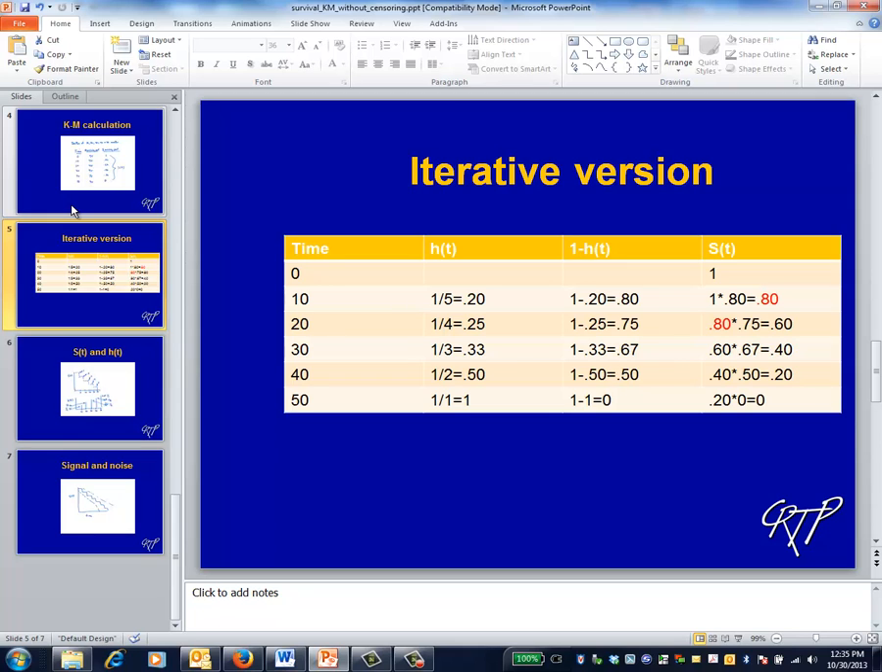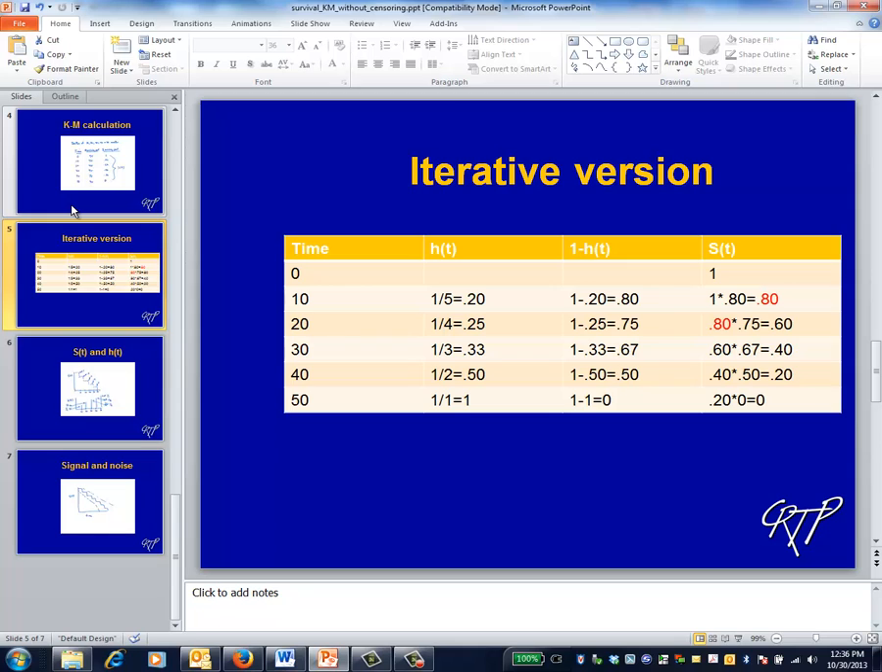The probability that the patient is alive at the start of month 10 is simply the value of the survival curve at the previous time point. The probability the patient dies during month 10 is simply the number of deaths during month 10 divided by the number of patients in the cohort at that month. In other words, this is the value of the hazard function.